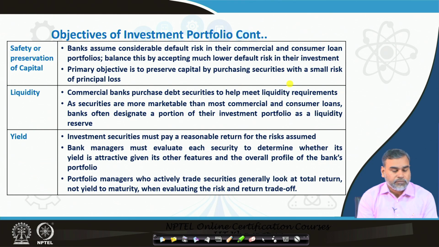Portfolio managers who actively trade securities generally look at the total return, not the yield to maturity, because yield to maturity is the interest rate, whereas total return uses the beginning value and the ending value. The ending value divided by the beginning value, to the power 1 by n, minus 1, where n is the holding period. Accordingly we see how much total return we are going to get, and decide whether this investment is profitable or attractive for the commercial bank. Then they evaluate the risk-return trade-off of that security in the market.